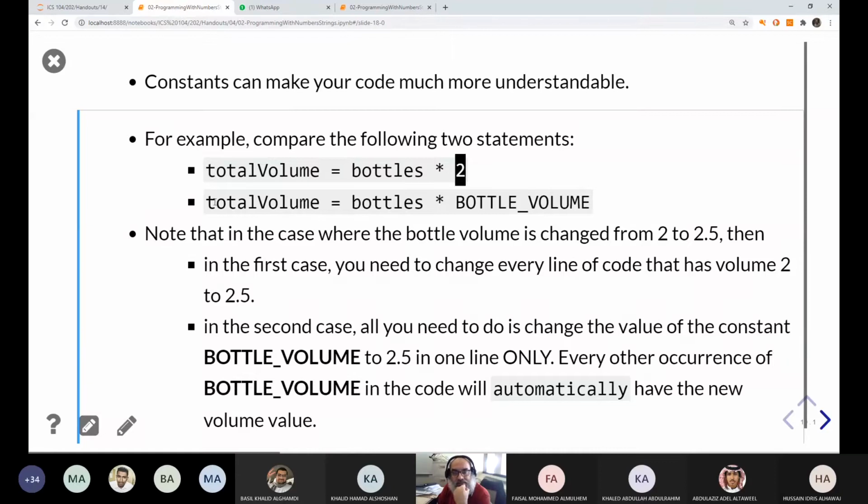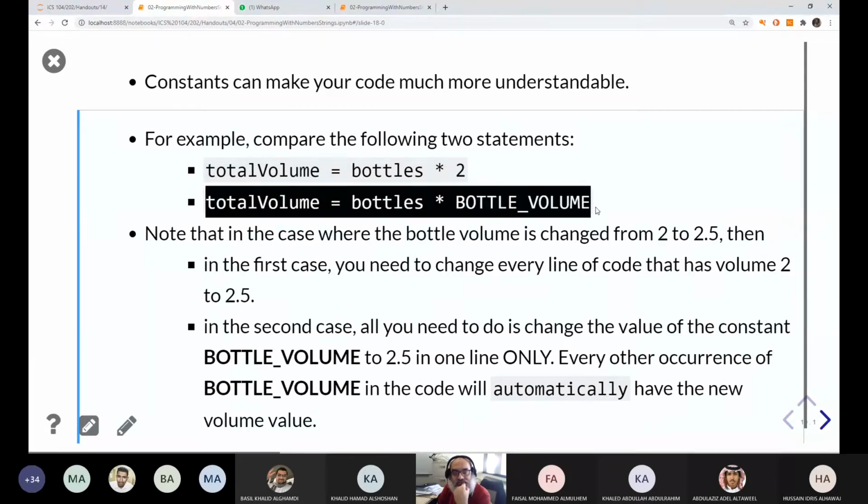In this case, what do I have to do? Only change the bottle volume number. That's it. Not a new variable, a new value. You override it, so you had bottle volume equal to 2, you make it, for example, 2.5. That's it. But will it show a syntax error or what? Why would it show a syntax error? Because I changed the constant.